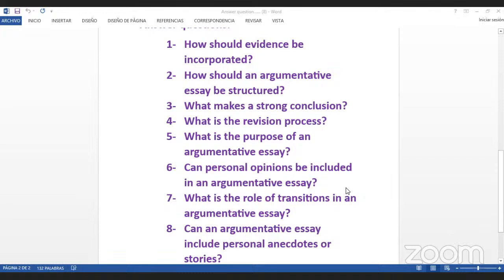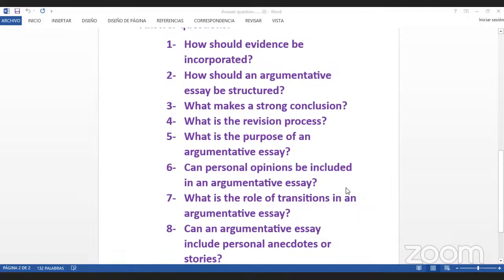Okay. Number 3, what makes a strong conclusion? Wrap up by restating your thesis and key supporting evidence. Do not simply summarize all the previous paragraphs, but explain implications or assert a final statement that leaves the reader with your most compelling argument.